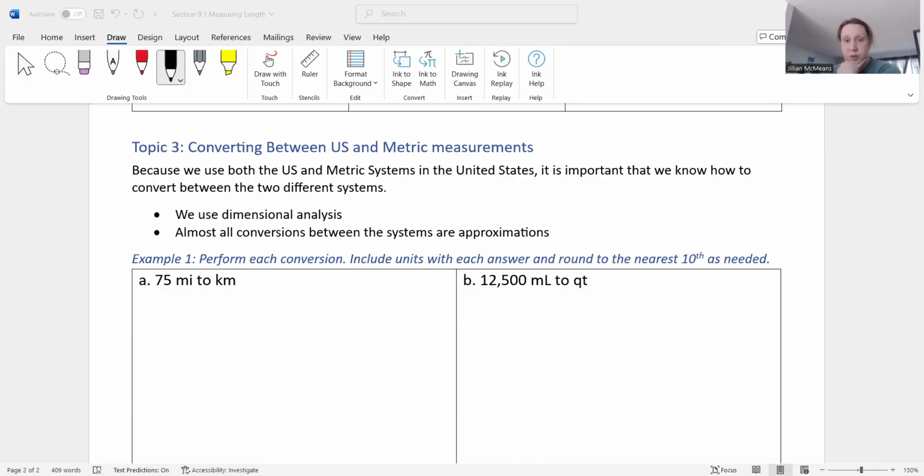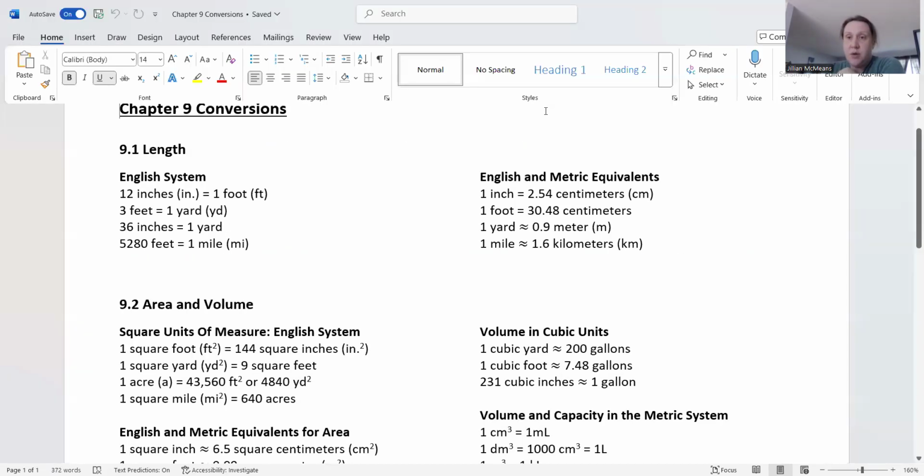So just a quick reminder. You will either have in person if you have a face-to-face class, or in Moodle, you'll have a formula sheet. That's if you're online. And it looks like this. Let me switch. All right, so here is our conversion sheet for chapter 9. Okay, so 9.1 is length.